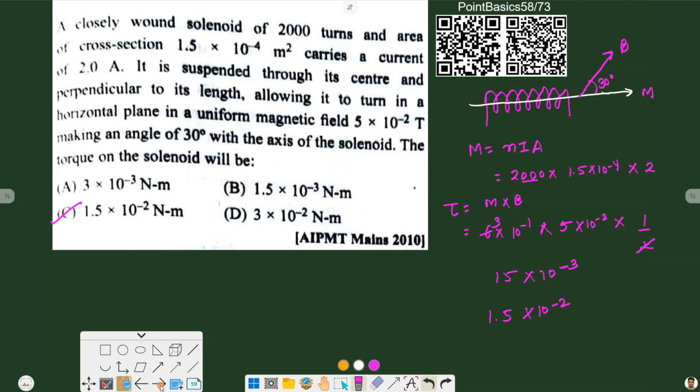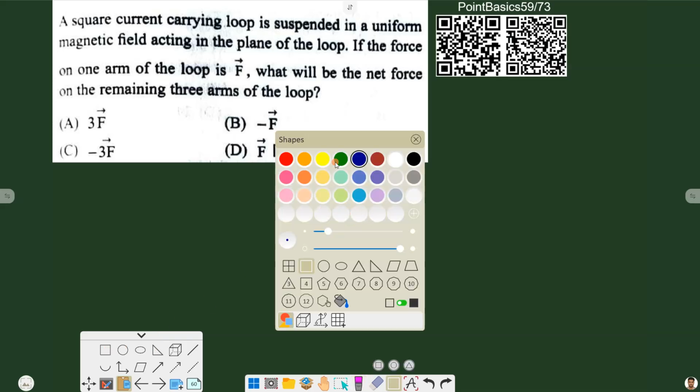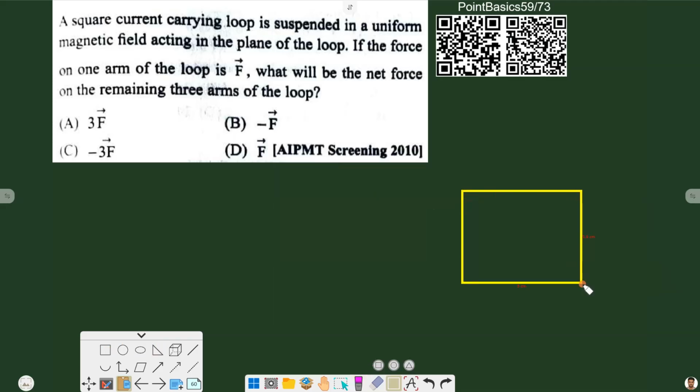Moving to the next one. A square current carrying loop is suspended in a uniform magnetic field acting in the plane of the loop. If the force on one arm is F, what will be the net force on the remaining 3 arms? So again, this is the same question as we solved previously, that as we have a square loop here and it is mentioned that the field is uniform, so force on this loop will be M, its magnetic dipole moment, into dP by dx, or dP by dy, or dP by dz, depending upon the directions we have.